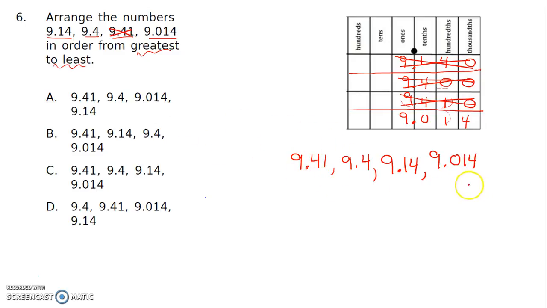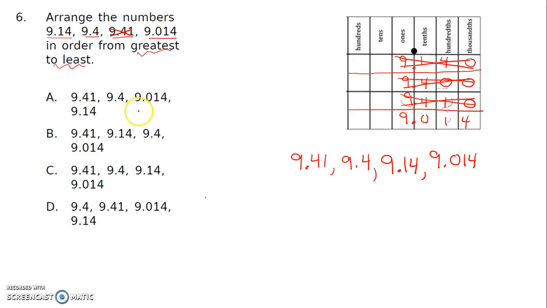Sometimes students think that because there are more numbers in this one, it would be bigger. But you have to remember, you can always add zeros at the end of your decimals so that they have the same number of digits in them. All right, hopefully that helps.